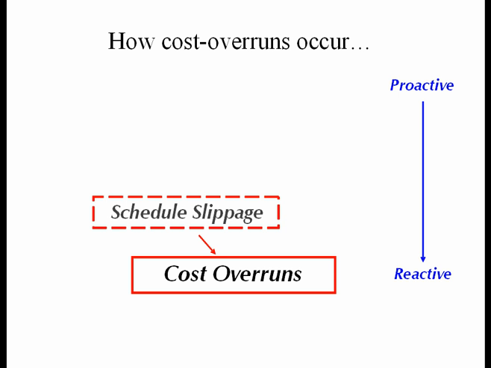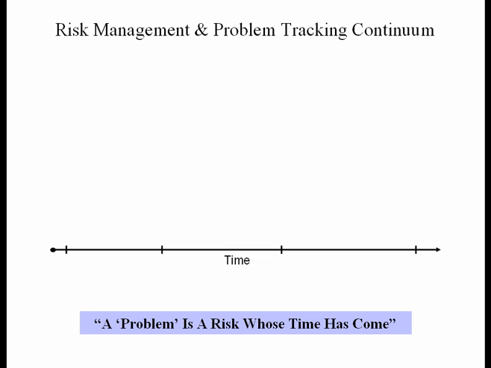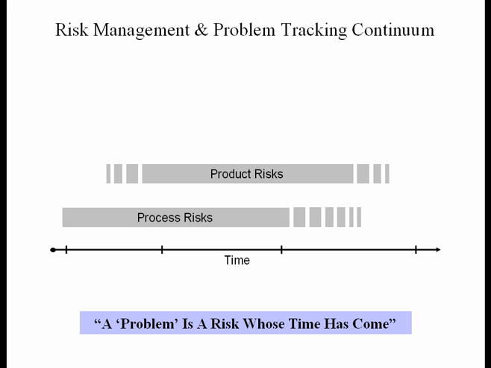The next important aspect of our method is to recognize that cost and schedule issues are downstream indicators of technical issues, and technical risks are themselves derived from process issues. In other words, cost and schedule data tell you where you are. The quality of your processes tells you where you're going. Because of this relationship between process risks, product risks, and problems, they tend to be arrayed over the life of a program, as shown here.